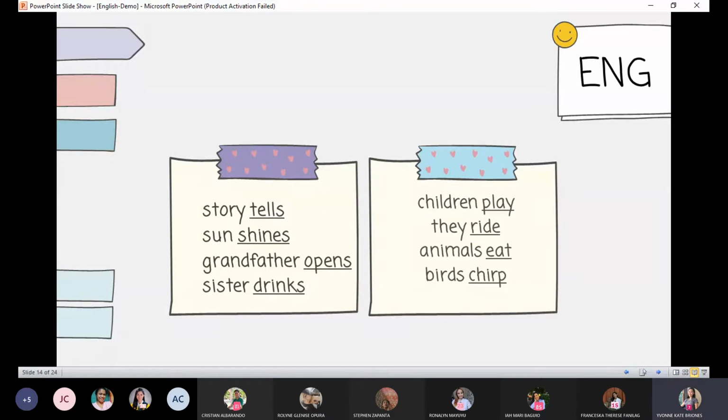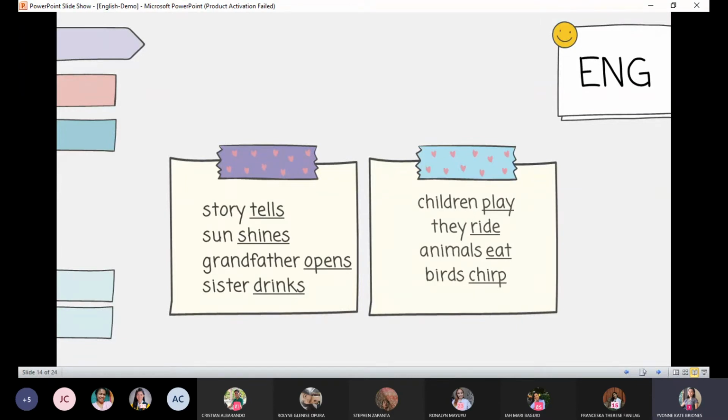The verbs here don't end with S because the thing or person being talked about is plural. So the verb will agree with the subject and it does not end with S. It will take the base form of the verb.